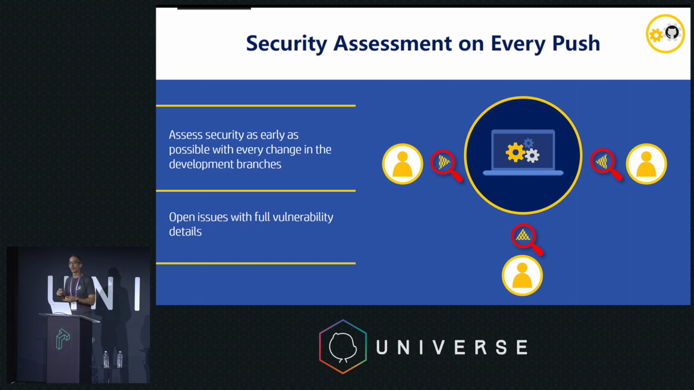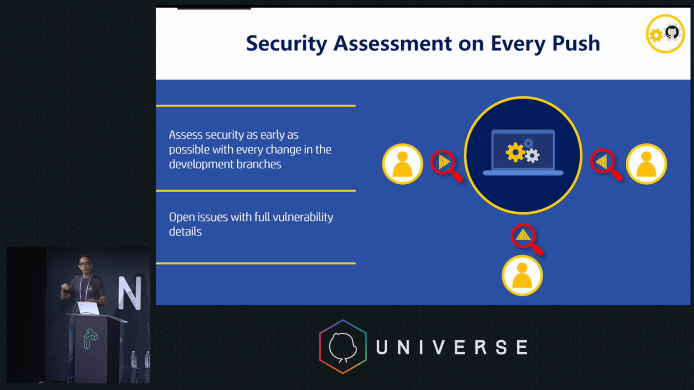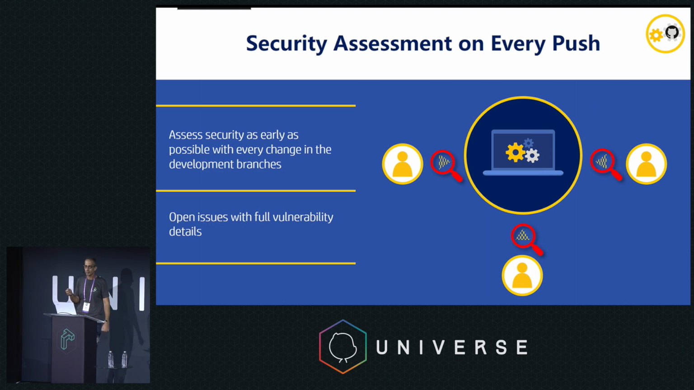So as I mentioned, start with running a security assessment on every push in each of the developers' environments, and you can do that automatically. And open issues with the full vulnerability details. The developer will receive an email and will be able to resolve that in the development branch already.